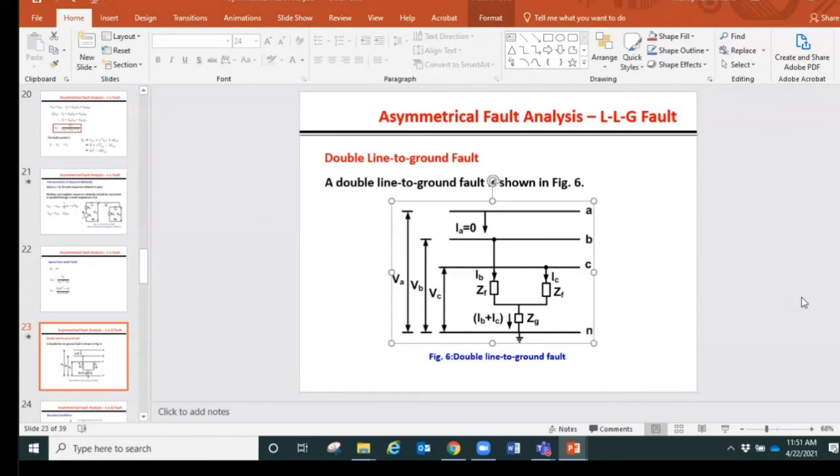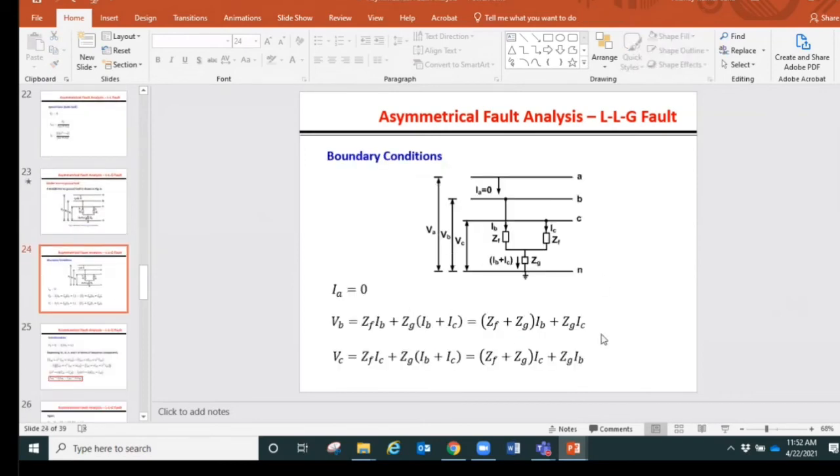If we consider the double line to ground fault, it's the same, two lines B and C are grounded, but now they are grounded. In the previous case they were not grounded, they were just shorted to each other. Again, we generalize, and we consider an impedance between the connecting point of the two lines and the ground, shown as ZG, and the sum of the two currents IB and IC will be flowing through that line connecting this point and the ground. So we consider that, and then write down the boundary conditions and everything.